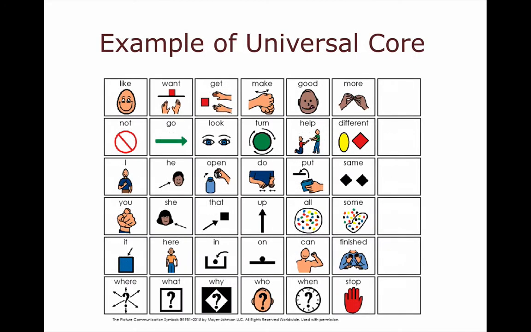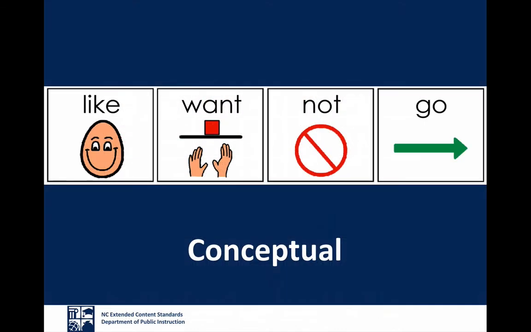The universal core vocabulary are represented by symbols to support access and use by beginning communicators. For example, the universal core vocabulary are shown here with picture communication symbols by Mayer-Johnson in a layout with all 36 on one page. We recognize that core vocabulary words and the symbols that represent them are conceptual and abstract.